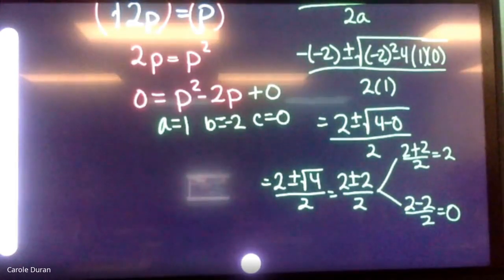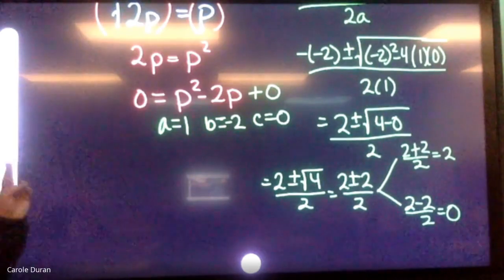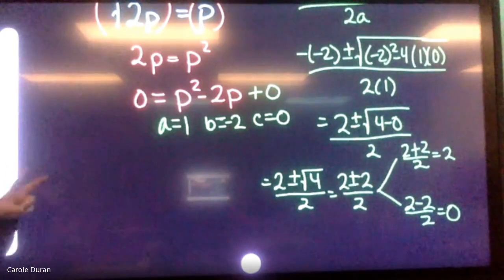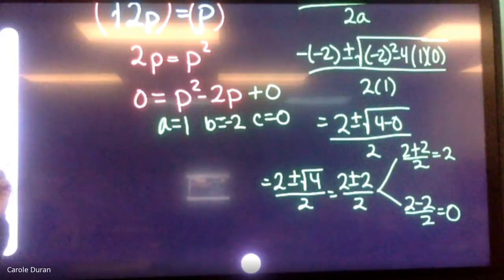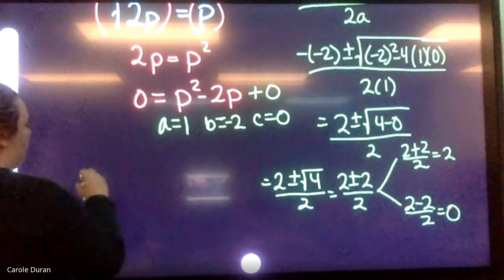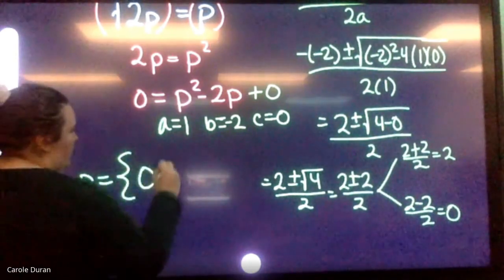So when you do the quadratic formula and work it out, you should end up with 2 plus or minus the square root of 4 all over 2. Square root of 4 is 2, which leaves us with 2 plus or minus 2 over 2. Split that into two problems. 2 plus 2 is 4 over 2 is 2. 2 minus 2 is 0 over 2 is 0. So the two answers you should get are 2 and 0. Show of hands who got those answers. Both of those are your answer, and they should go in curly brackets. So p is equal to 0 and 2.